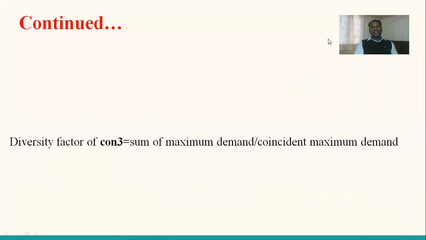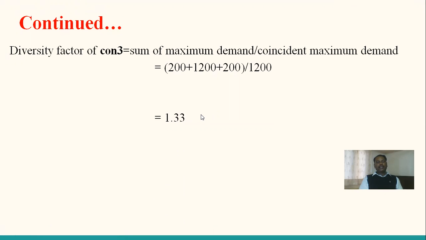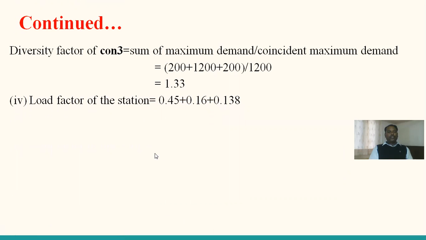Similarly, the diversity factor for consumer 3 using the same formula: 200 plus 1,200 plus 200 divided by 1,200. The diversity factor is 1.33. And now in the fourth bit, we need to calculate the load factor of the station. So for consumer 1 the load factor is this, consumer 2 load factor is, consumer 3 load factor is. So the load factor of the station is the sum of all the consumers' loads, which is 0.748.